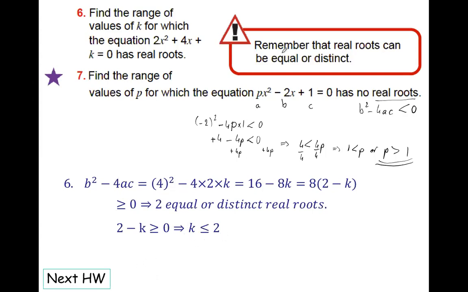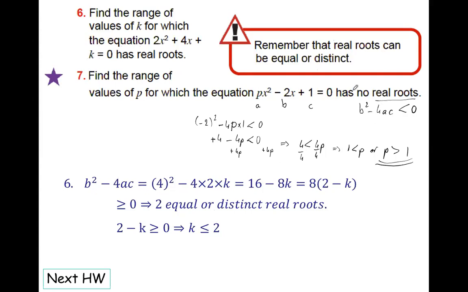Okay, so that's how you would do that, and that's your answer there. k is less than or equal to 2. So if I put k equal 1, you can quickly check yourself here that the discriminant is going to be positive. Whereas if I put k equal 2, it will give me 0. And if I put k equal 3, for example, I'll have no real roots.